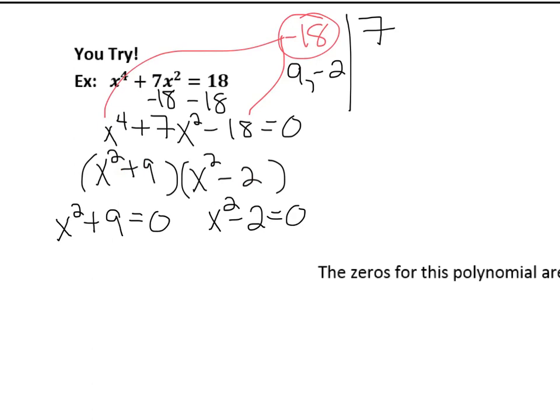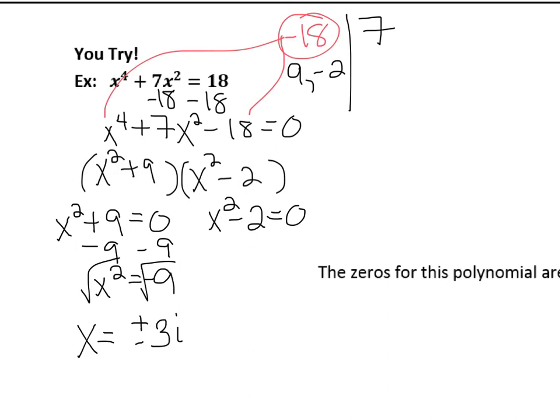The first equation, we're going to subtract 9. So if x squared equals negative 9, when I take the square root of this one, because it's a negative, we know we're going to have the letter i. And since 9 is perfect, it becomes plus or minus 3i.